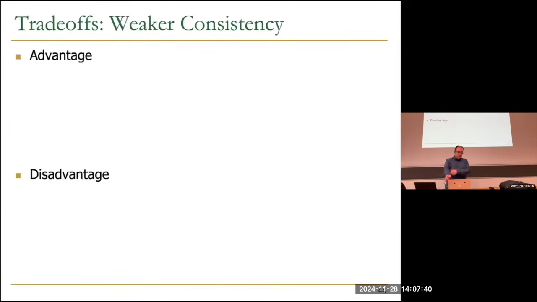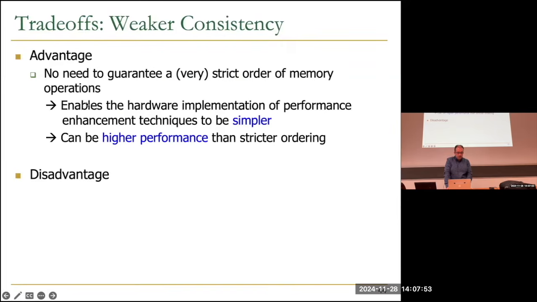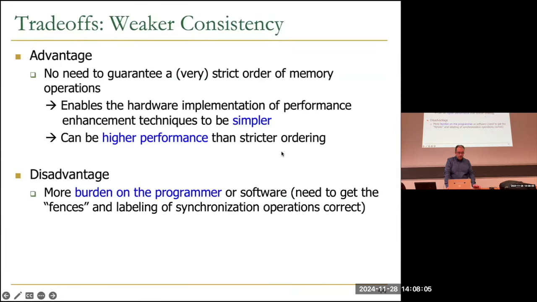So now let's conclude with some trade-off analysis. Of course, with weaker consistency, the advantage is that there's no need to guarantee a very strict order of memory operations, which is really good. And that enables the hardware implementation of performance enhancement techniques, like out-of-order execution and caches, to be simpler, and can be higher performance than stricter ordering, which is clear.